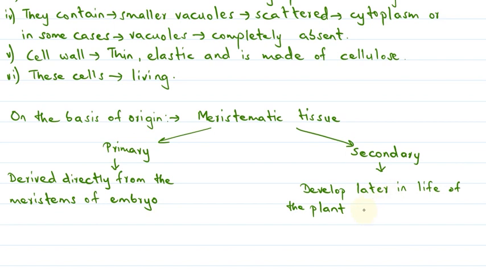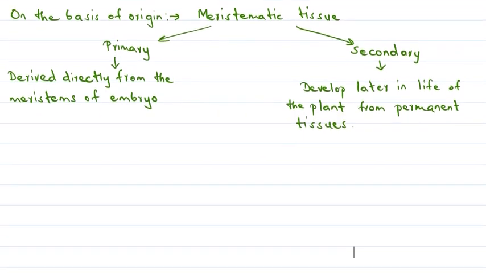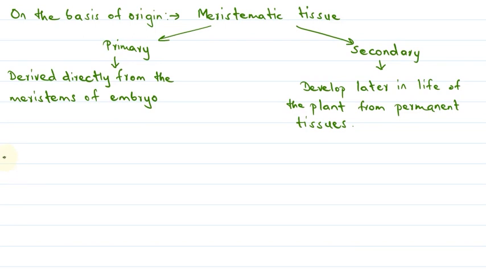And they derive from the permanent tissues. Okay, so these are the different meristematic tissues based on their origin. So now there is one more term called the promeristem.